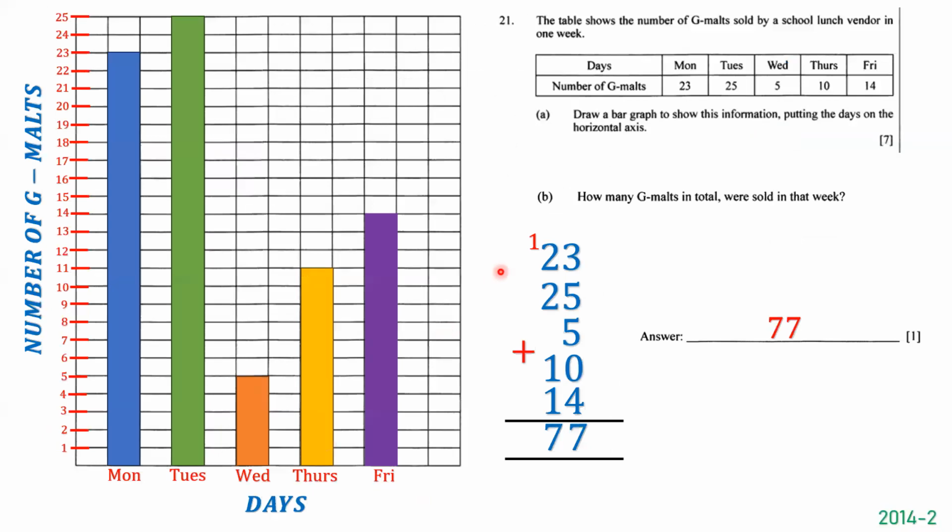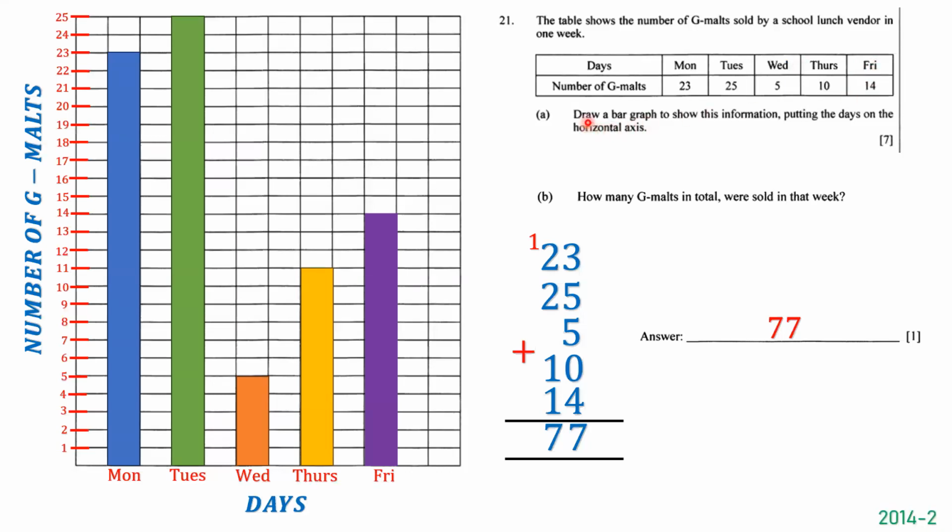It says the table shows the number of GMALTs sold by a school lunch vendor in 1 week. Here they gave us the information. We have days, which is Monday, Tuesday, Wednesday, Thursday, and Friday, and the number of GMALTs sold. On Monday, the school sold 23 GMALTs. On Tuesday, they sold 25. On Wednesday, they only sold 5. On Thursday, they sold 10. And on Friday, they sold 14.